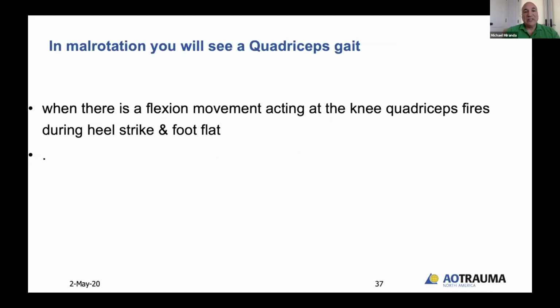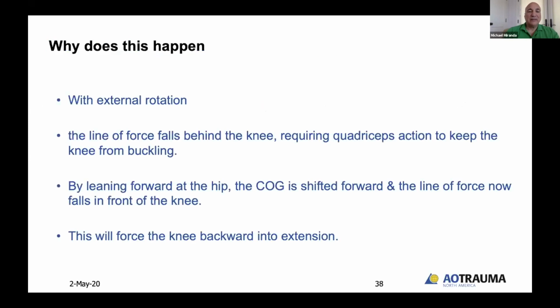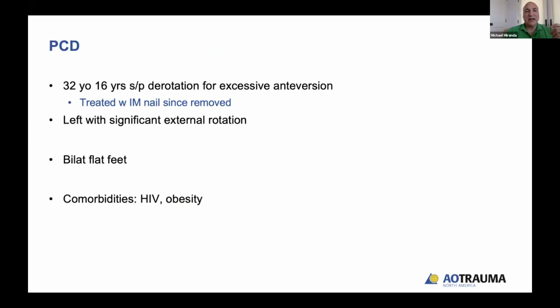You'll see with these folks with malrotations, especially external rotation deformities, they'll have a flexion moment acting at the knee. When there's a flexion moment, the quadriceps fires during the heel strike and the foot flat. So why does this happen? You'll see some external rotation. The line of force falls behind the knee, resulting in the quadriceps firing. So this is a patient of mine. She was 32 years old when she presented.